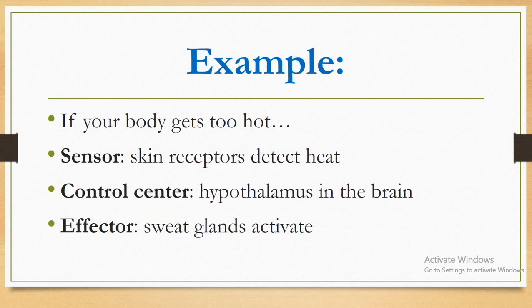Example: if your body gets too hot, sensor, skin receptors detect heat. Control center, hypothalamus in the brain. Effector, sweat glands activate.